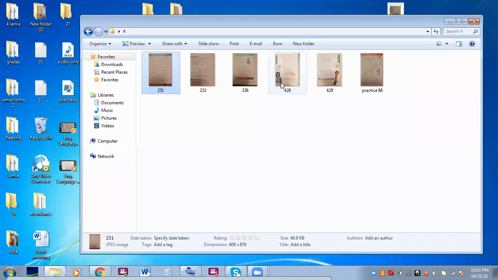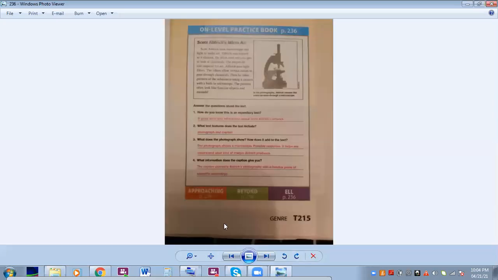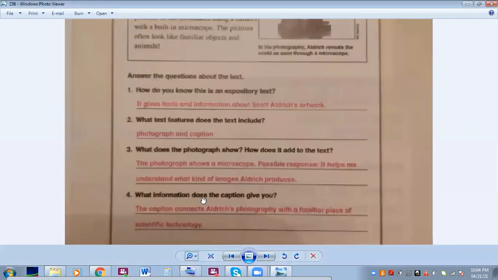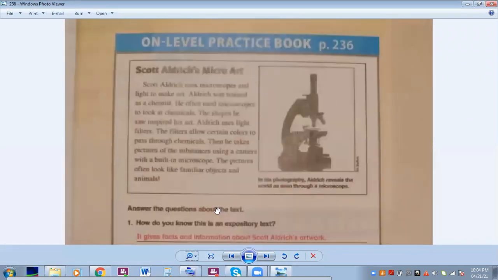We went next to page 236. All right, let's read this story and we'll answer the questions. Scott Aldrich's micro art. Scott Aldrich uses microscopes and light to make art. Aldrich was trained as a chemist. He often used microscopes to look at chemicals. The shapes he saw inspired his art.